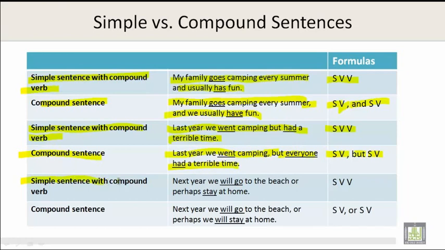Now, a simple sentence with a compound verb. What is the formula? Subject, verb, verb. Let's take a look. Next year we will go to the beach, or perhaps stay at home. And a compound sentence for the last example. The formula is subject, verb, comma, or subject, verb. Next year we will go to the beach, comma, or perhaps we will stay at home.